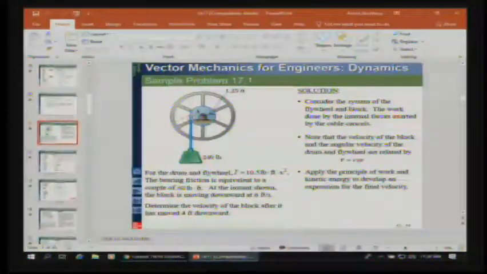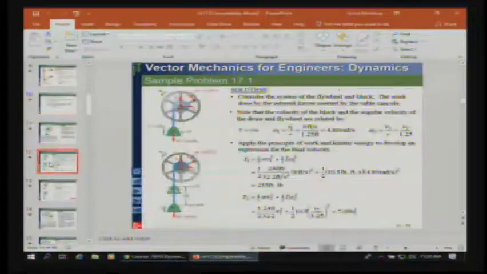And that r is going to be the r of the drum in the middle, of course, because we're talking about this cord. The velocity of the weight is going to be the same as the velocity of the cord. All right. So if we consider the system of the flywheel and the block, we can say that the work done by the internal forces are exerted on the external cable, and the velocity of the block and the angular velocity of the drum are related by this relationship, because we're talking about this cord.